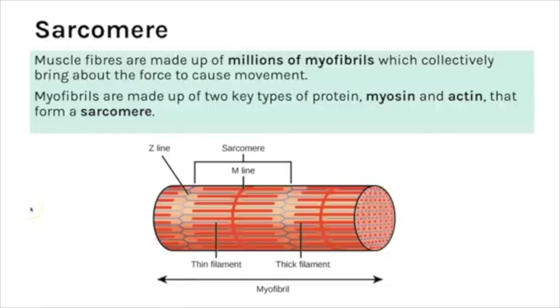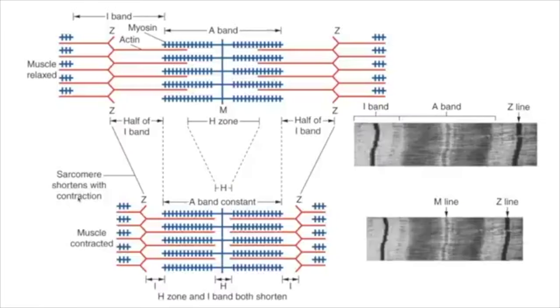Now the muscle fibres are made up of millions of myofibrils, which collectively bring about that force to cause the movement of the skeleton. And the myofibrils are made up of two key proteins, myosin and actin. And that is what forms the sarcomere. The sarcomere you can actually look at in terms of different sections or bands, depending on whether you're looking at a part which is just made up of the actin protein, the myosin protein, or where the two proteins overlap. And that's what this diagram is representing.